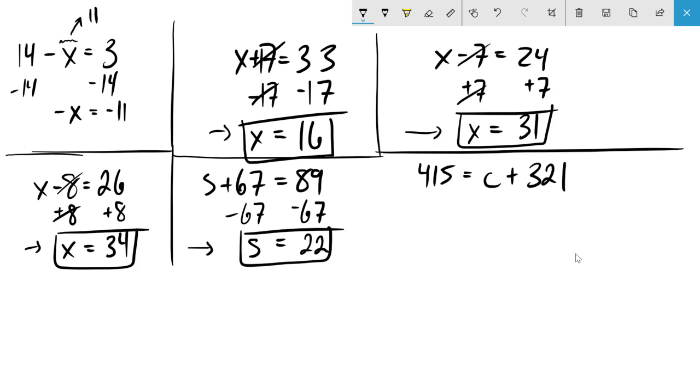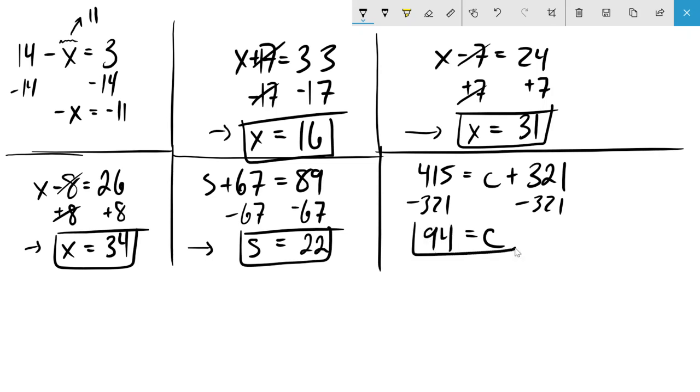So I have this C over on the right-hand side. I want to get it by itself. So I really don't want that plus 321 over there. So what should we do? Yeah, we'll take away 321 from both sides. And then if you do 415 minus 321, 90 something? 94. 94? Yeah.